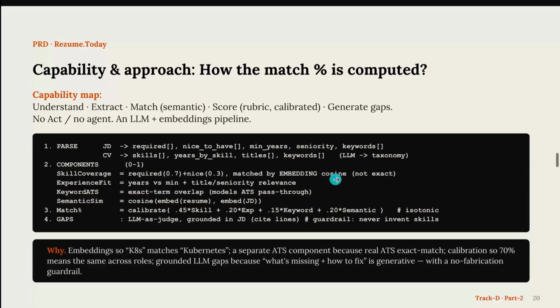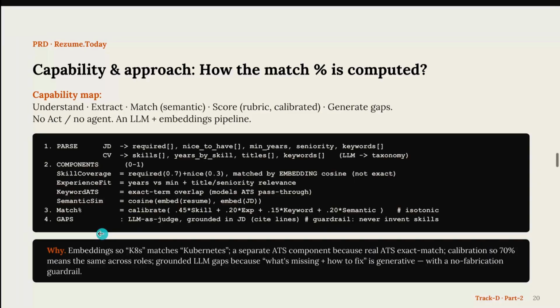Okay, experience fit: how many years of experience do they have versus the minimum experience asked, in ratio. The title or seniority relevance. Keyword ATS, for application tracking system match: is the exact term overlapping? Semantic similarity: is the cosine distance between the embedded resume data and the embedded JD, giving a semantic score. And this is the match percentage. We will do calibration of 0.45 into skill, 0.2 into experience, 0.15 into keywords, and 0.2 into semantic, totally giving us the 100% score.